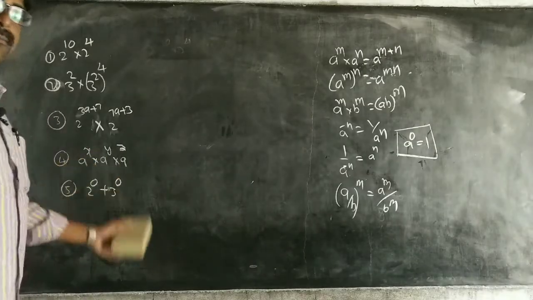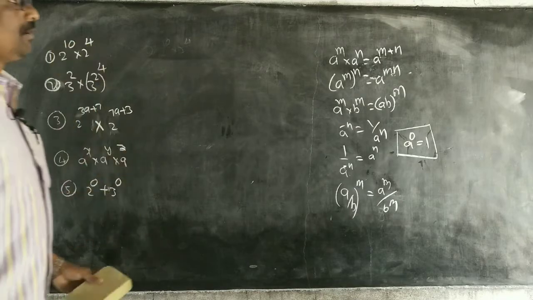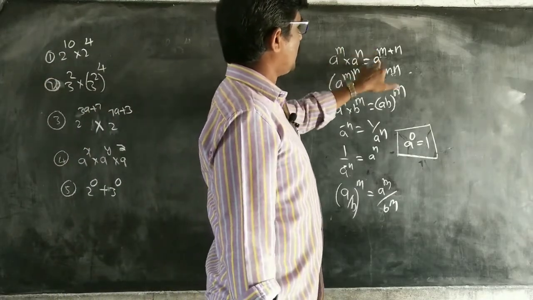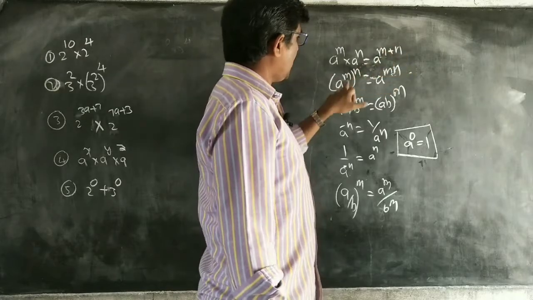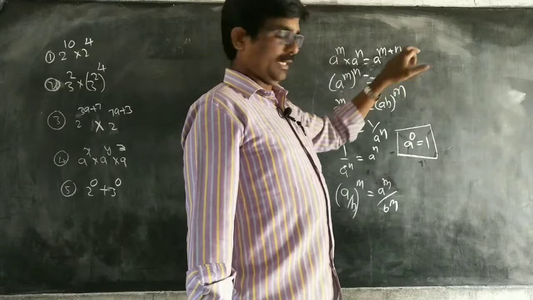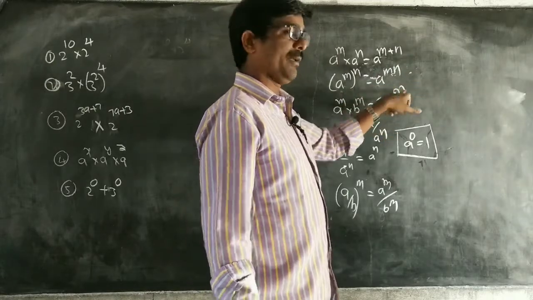Next, some problems on powers and exponents. Before going to the problems, we have some formulas. a^m times a^n is equal to a^(m+n). (a^m)^n is equal to a^(mn). a^m times b^m is equal to (ab)^m.